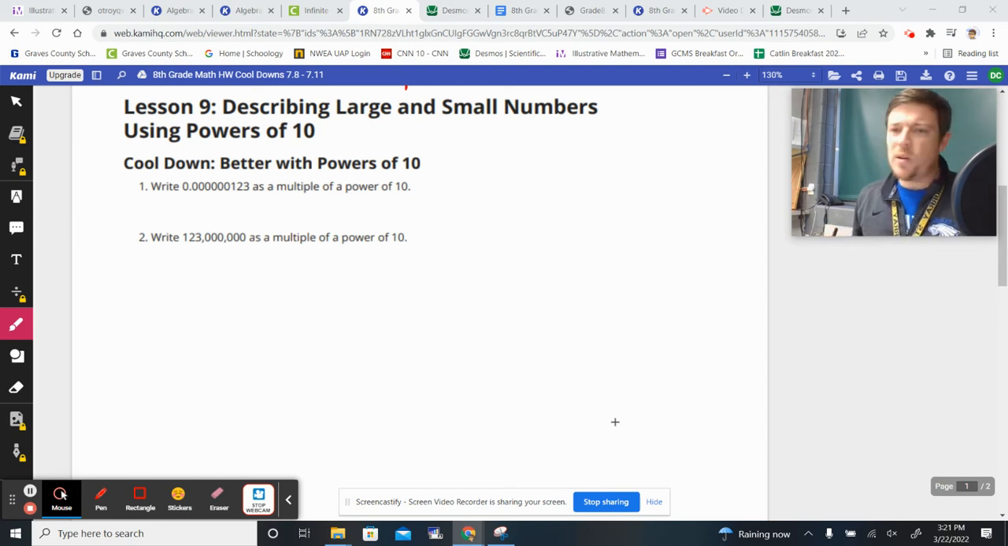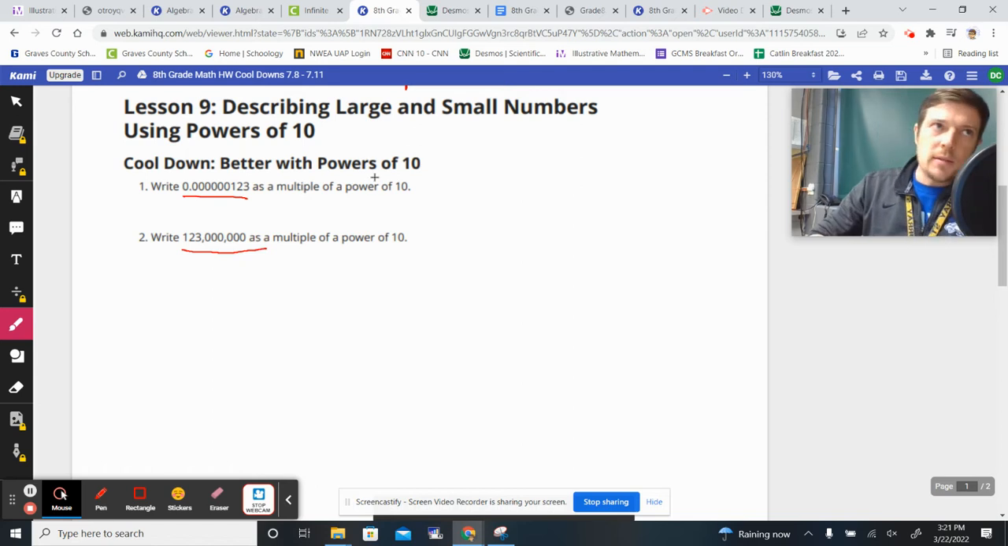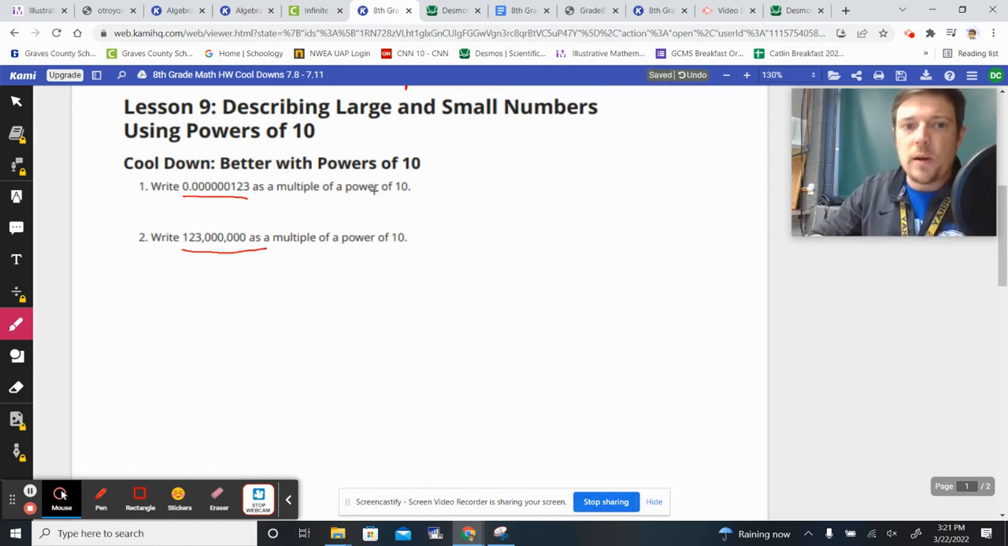Lesson number 9, we are describing large and small numbers by using powers of 10 and exponents. And so, whenever we have these really tiny numbers like we see here, or these really big numbers like we see here, we can express them without all the zeros. And that's the whole idea, to write it in a shorter way, and we can communicate it with others and just see that it can be using the same digits that you see, but we can use powers to kind of move the decimal point around.